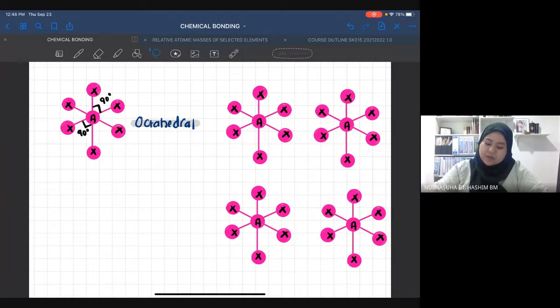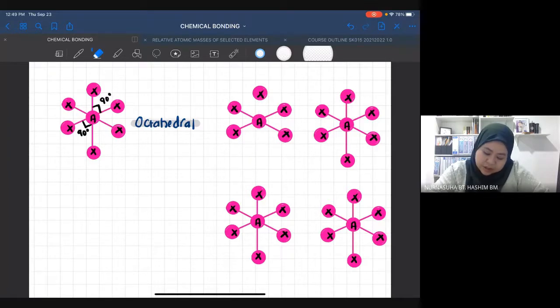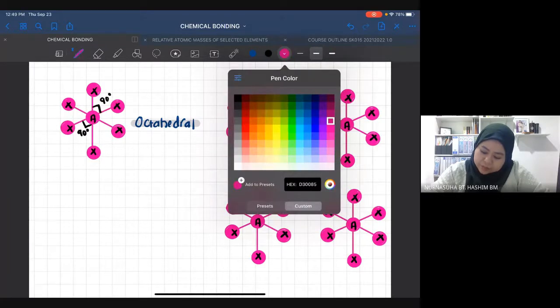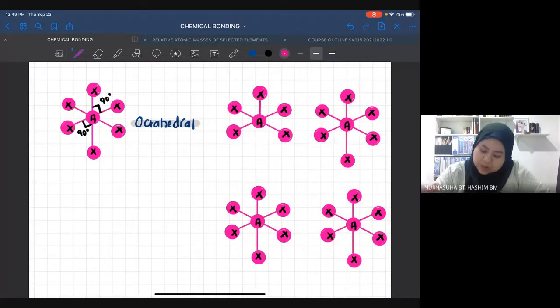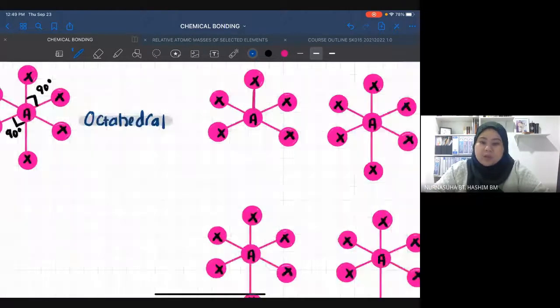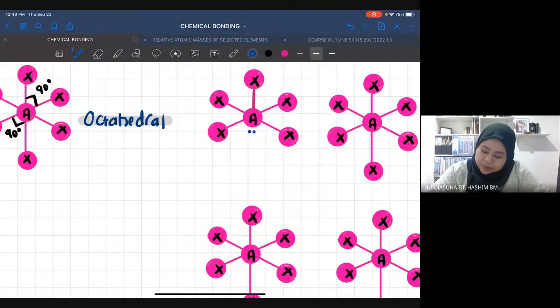Okay, let's have a look for octahedral. So what if I have one lone pair on the central atom? So kita padam. Untuk octahedral tak kisah you nak padam mana satu sebab angle dia sama. Okay, so one lone pair.